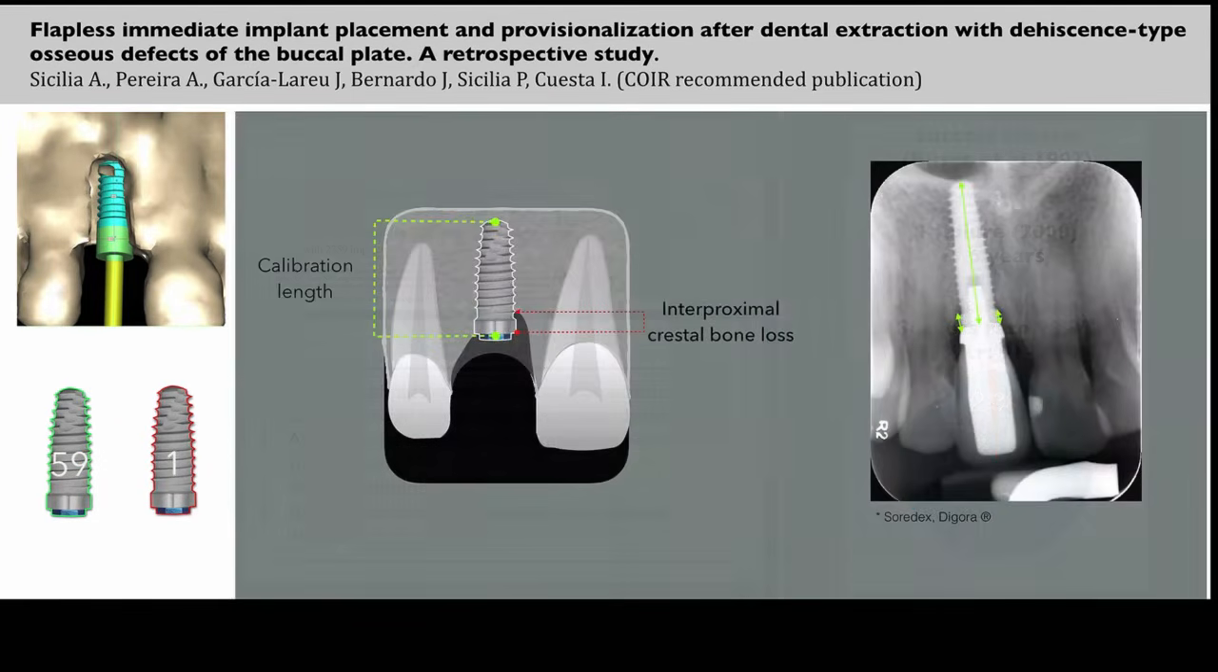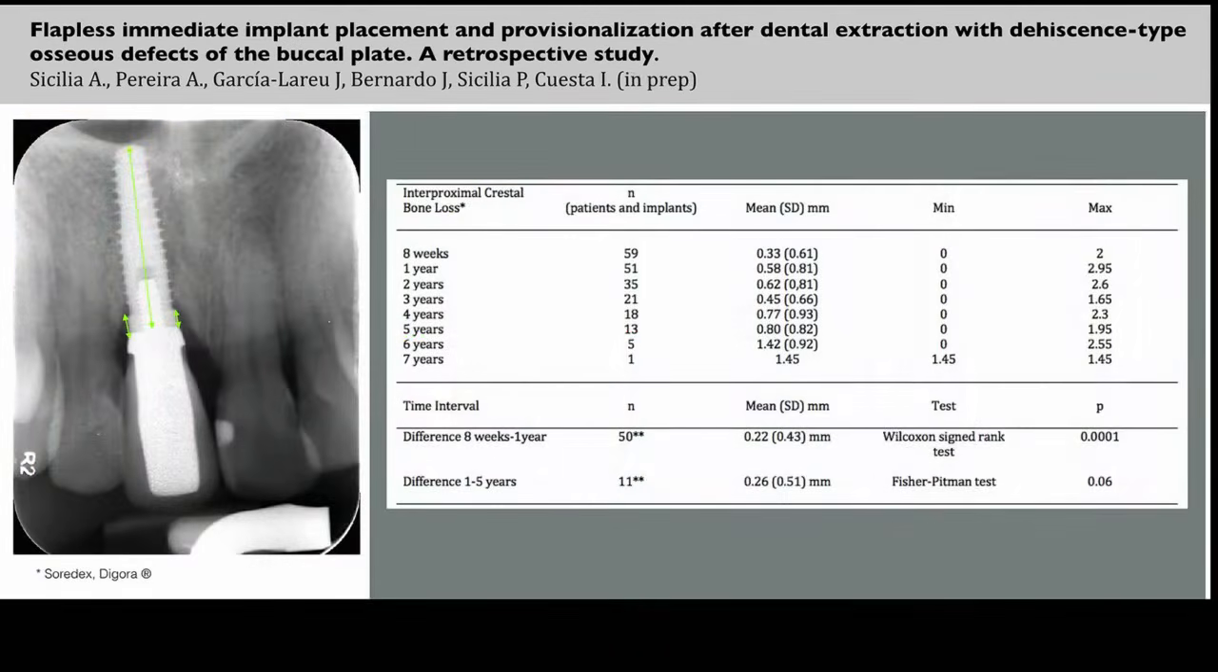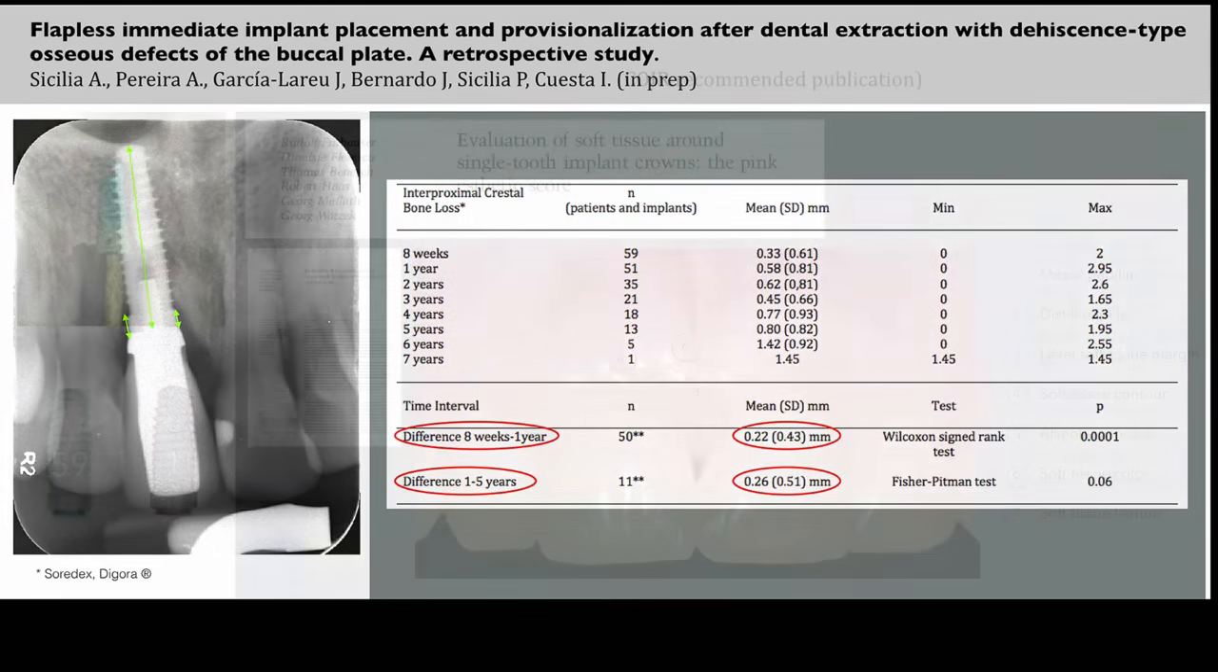We also evaluated interproximal bone level stability by comparing calibrated digital radiographs. And we found that between 8 weeks and 1 year, we have a change of 0.22 millimeters, and between 1 year and 5 years, we have 0.26 millimeters. That means stability in the interproximal bone levels.